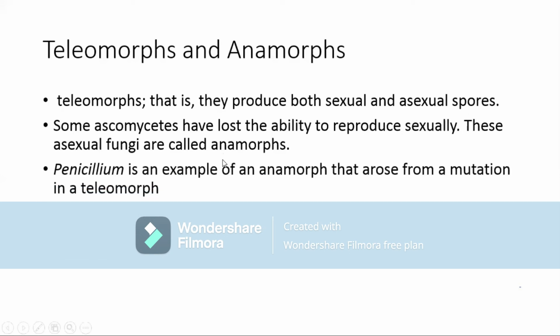So it is assumed that it is because of a mutation in a teleomorph that leads to the development of a strain which lost the ability to reproduce sexually, turning it into the anamorph. So penicillium is an example of an anamorph that arose from a mutation in a teleomorph.